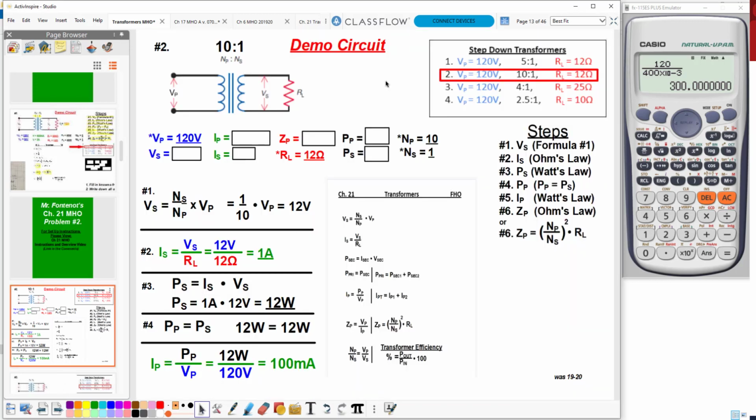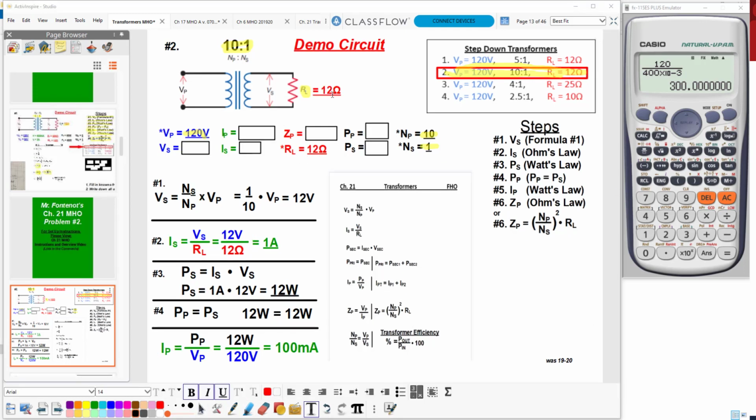Alright, looking at problem number 2 here, we get our values from number 2 on the math handout, and that tells me that I have 120 volts. I have a 10 to 1 step down ratio. Here we see 10 to 1. And I have 12 ohms of resistance. So I'll add that value up here. And I'm going to follow the steps that go along with my formula sheet.